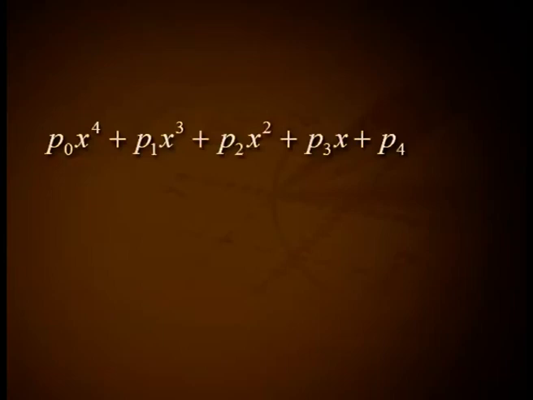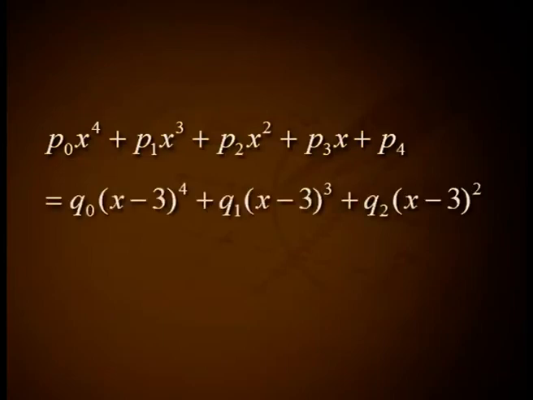Put x equal to y plus h equal to y plus 3 and suppose that f of x then becomes q naught y raised to 4 plus q 1 y cube plus q 2 y square plus q 3 y plus q 4. Now, y equal to x minus 3, hence we have the identity p naught x raised to 4 plus p 1 x cube plus p 2 x square plus p 3 x plus p 4 equal to q naught into x minus 3 raised to 4 plus q 1 into x minus 3 whole cube plus q 2 into x minus 3 whole square plus q 3 into x minus 3 plus q 4.